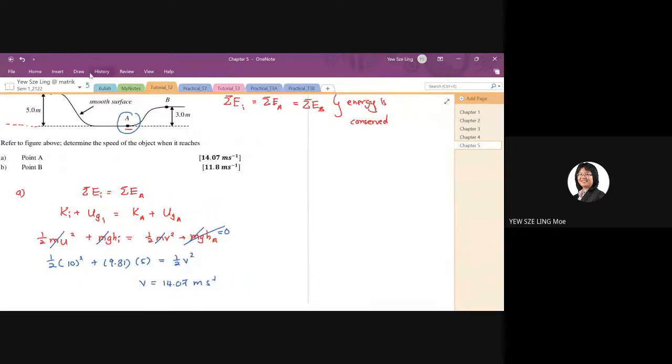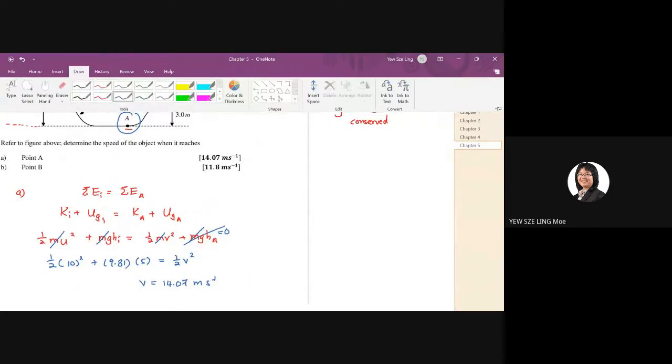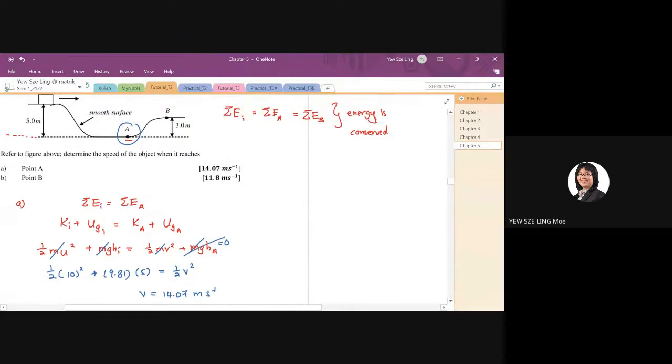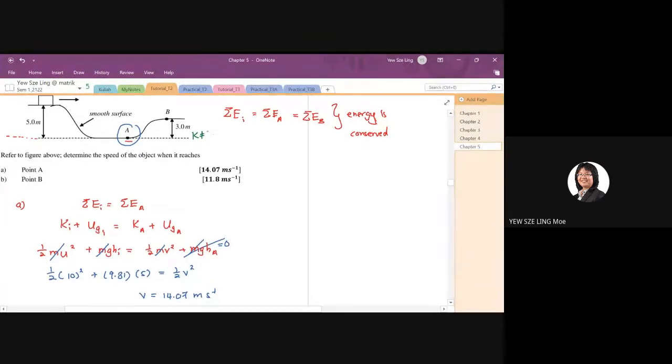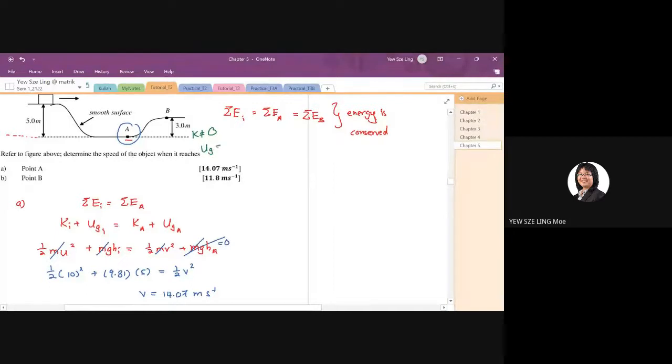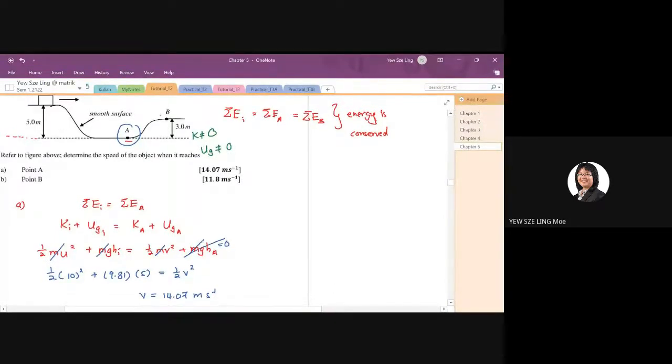Right? So now you just repeat the same thing for object B. But if you look at the diagram, now my object B is not at its highest position, and it's also not at h equals to 0. So what does it mean? It means I have a non-zero K and I have a non-zero U at point B.